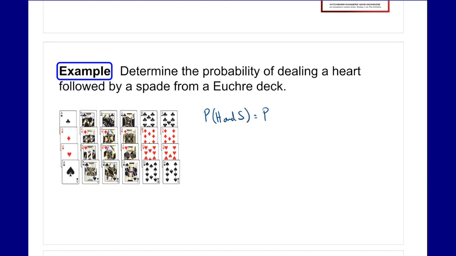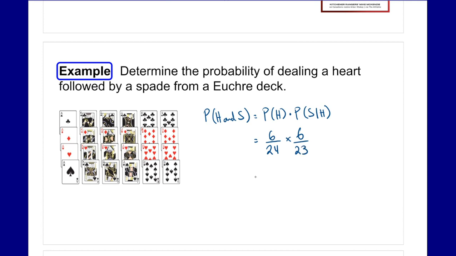So here we have to look at the probability of drawing a heart multiplied by the probability of drawing a spade, given that you picked a heart with the first one. So the probability of getting a heart, if we look at our euchre deck, there are 6 cards out of 24. We're going to multiply that now by how many spades we have, which is also 6, but it's going to be out of 23.